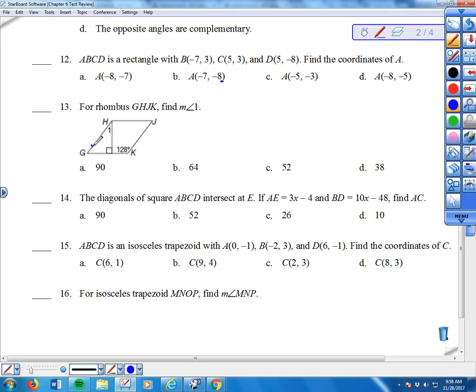Consecutive angles in a parallelogram are supplementary. So, 180 minus 120, yep, 52. So this is 52. Well, this is a right triangle, so that means these two have to add up to 90. So, 38.